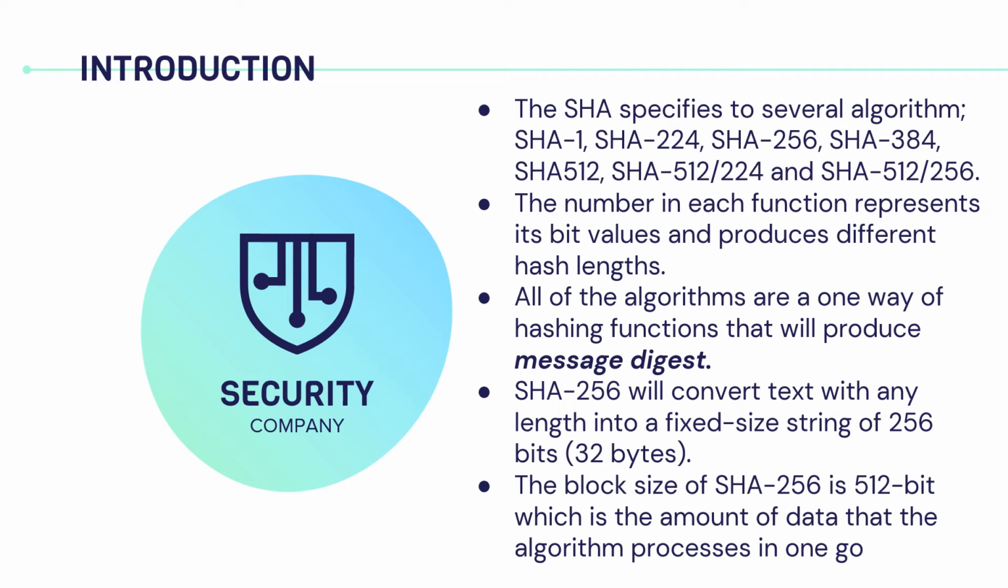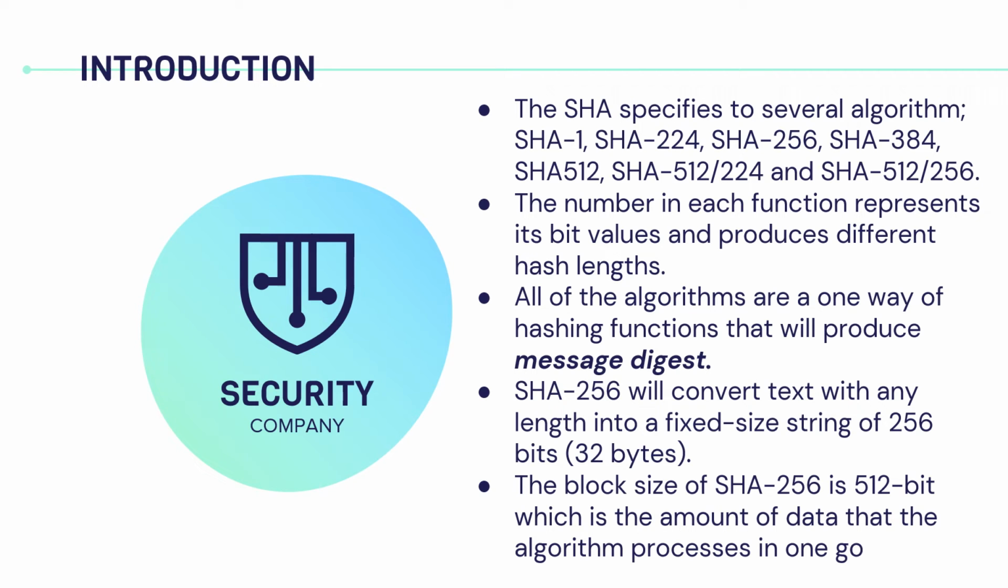First, I will give the introduction about SHA. Through the Federal Information Processing Standards publication, they specify the SHA as several algorithms. As we can see here, we have SHA-1, SHA-224 and others. The number in each function represents its bit value and produces different hash lengths. All of the algorithms are one-way hashing functions that produce a message digest. In general, we only have two types of hashing algorithms, which are SHA-1 and SHA-2.